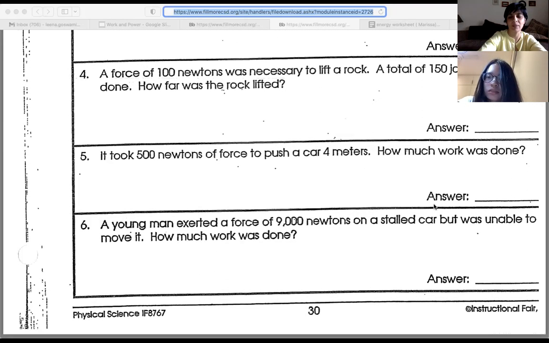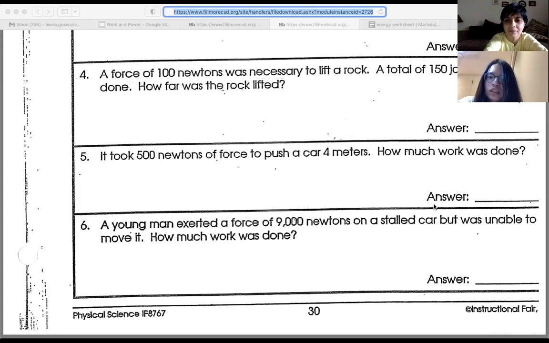Okay, tell me the sixth one. Force equals 9,000. Oh wait, no. Then there was no work done. There was no work done. This was a trick question. All right.